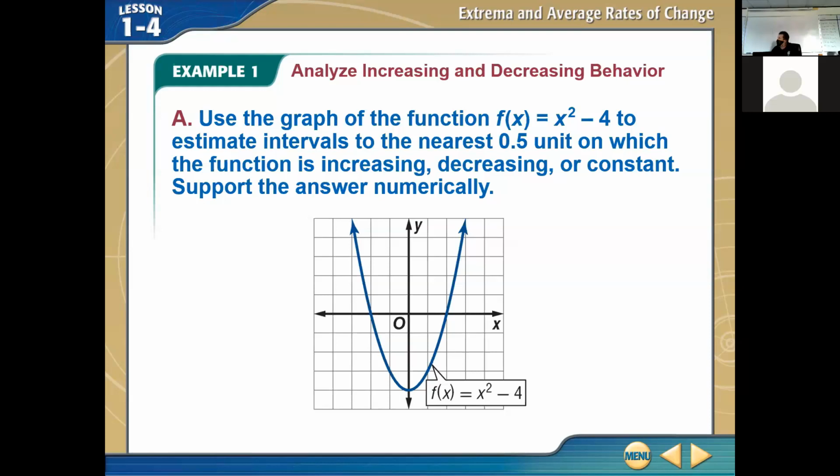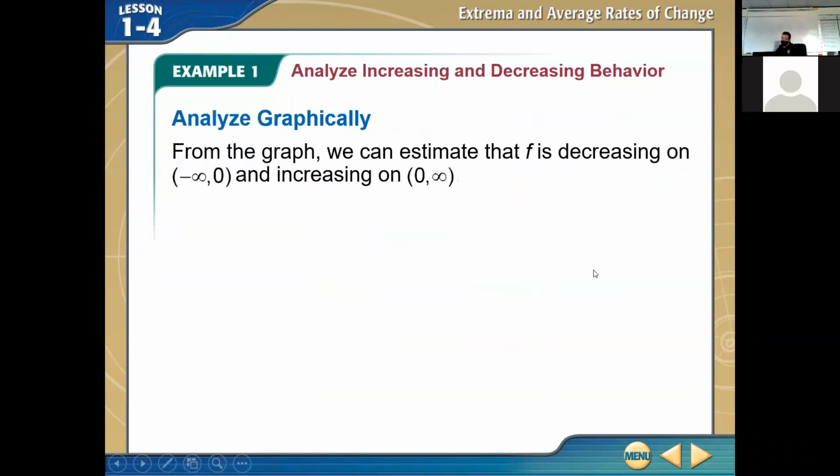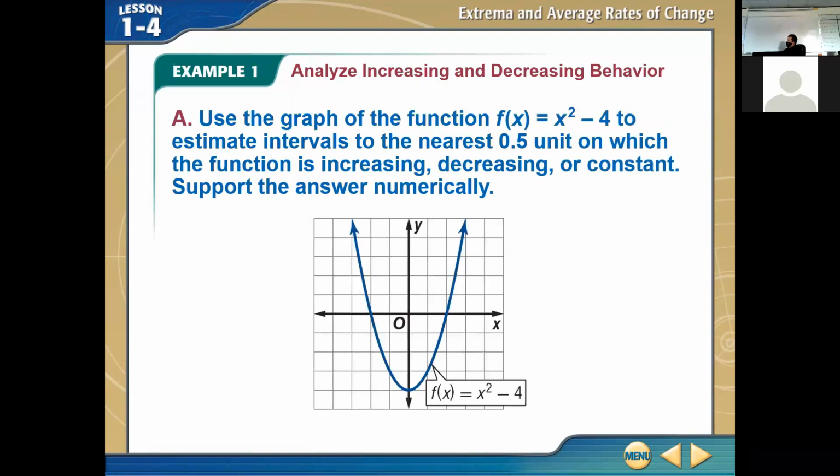Okay, but to support our answer numerically, we have multiple options. Technology can make our life easy here, or we can do it manually, algebraically. And to support it, here's our conclusion that we got graphically. It says from the graph, we can estimate that f is decreasing on the interval from negative infinity to 0 and increasing from 0 to positive infinity. So again, we saw that pretty clearly on our graph, right? As we went from left to right, it went down. We hit the y-axis, and then it began to come back up.